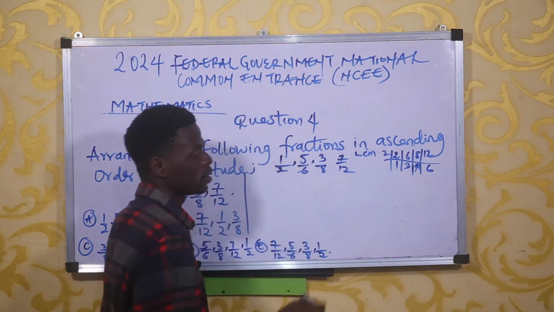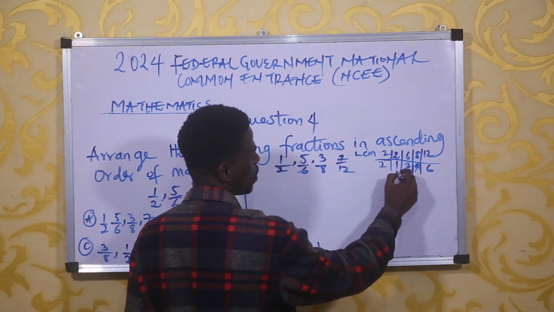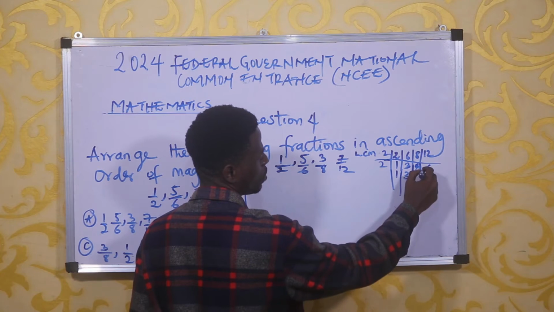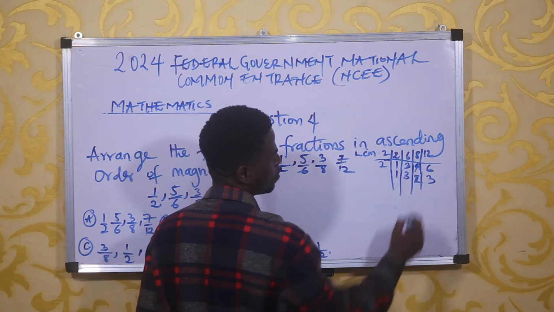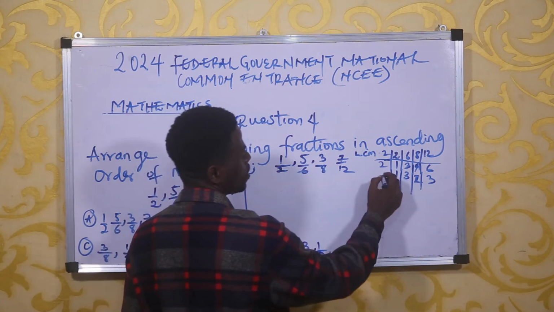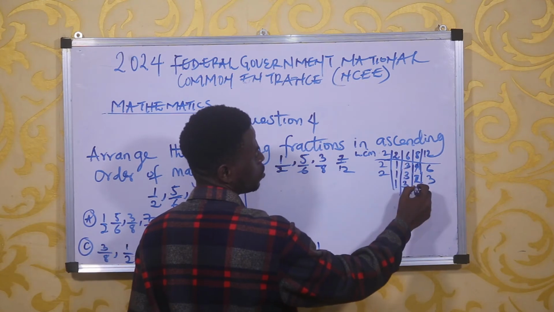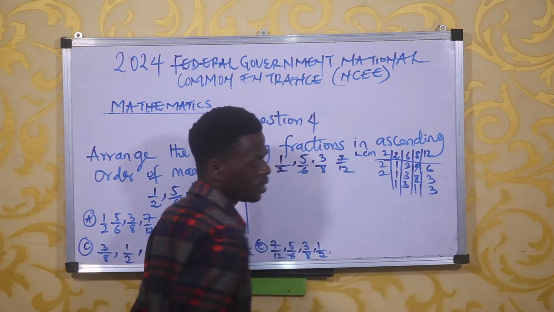Then the next one, 2 can still divide 4 and 6. 2 in 1 is 1, 2 in 3 is 3, because it gives a remainder. So 2 in 4 is 2, and 2 in 6 is 3. But 2 can still divide 2 perfectly. 2 in 2 is 1, and 2 in 3 is 3. The next one is 3.